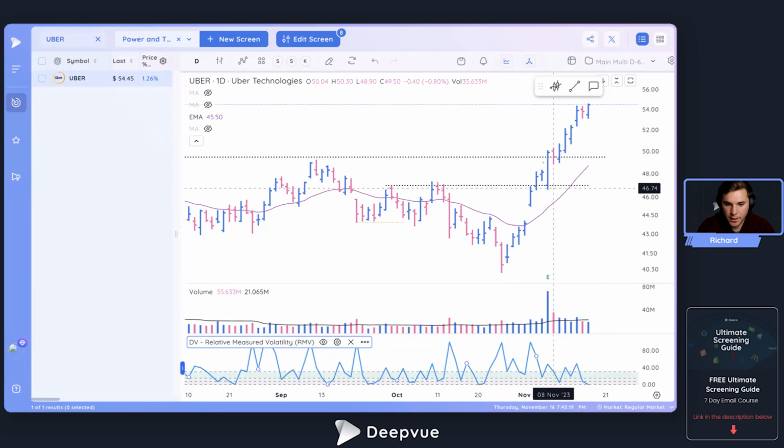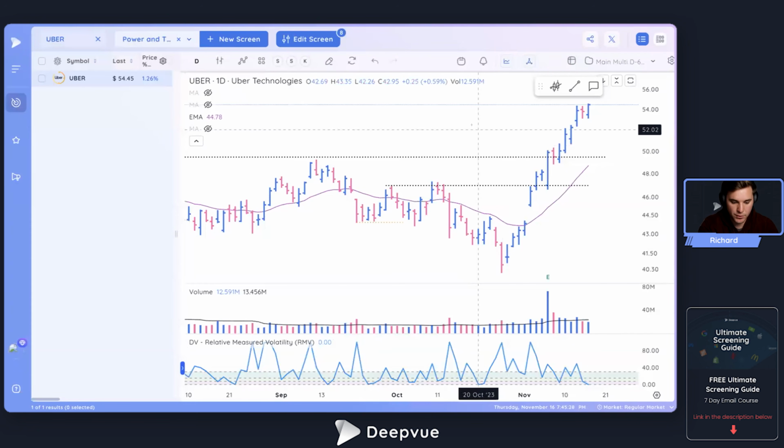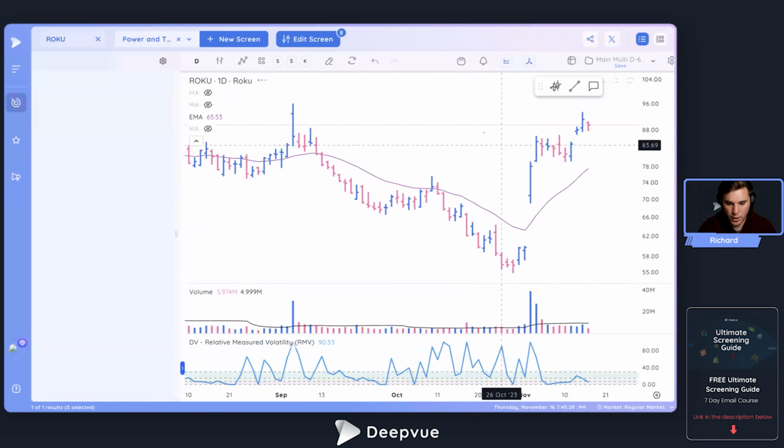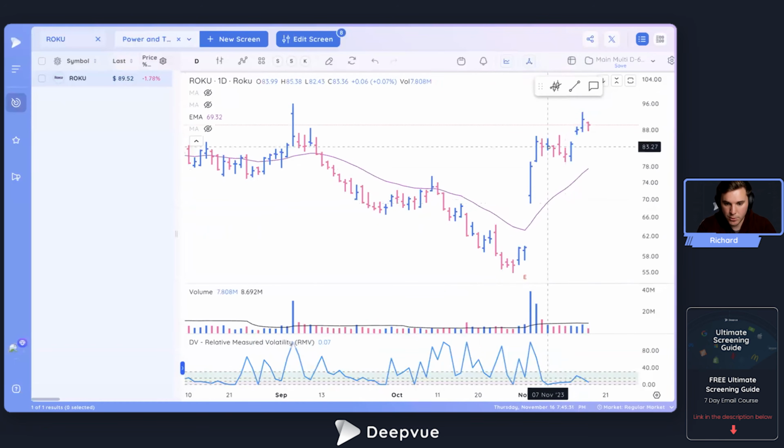So recently, there's been a lot of gap ups where the RMV has been really useful. Roku is one. Again, these are all going to show tightening because the price expansion is so big, but you can see it's actually tightening up really nicely in this range. So it's getting well under 10, and this is one that's been acting really well.